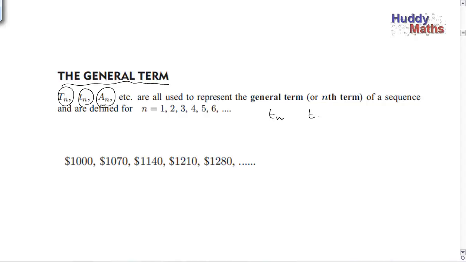So t1 would mean the first term. T2 would imply the second term, etc. So we want maybe after 15 years, the 15th term. That's what we're going to try and say. What is the 15th term? So this is T1, or the value of T when n equals 1, first term, T2, or the value of the term when it's in the second position, n equals 2, and so on.